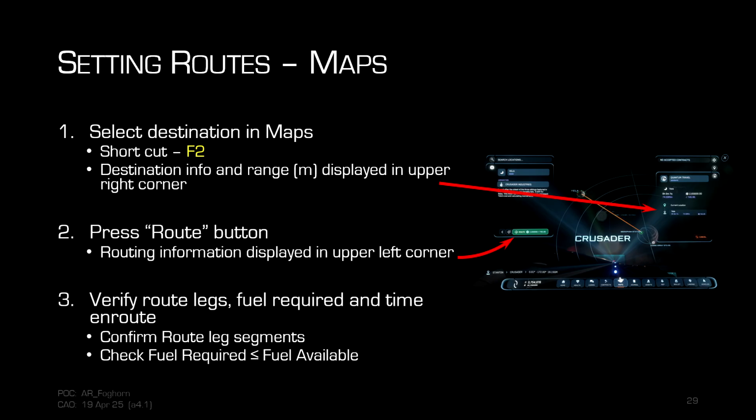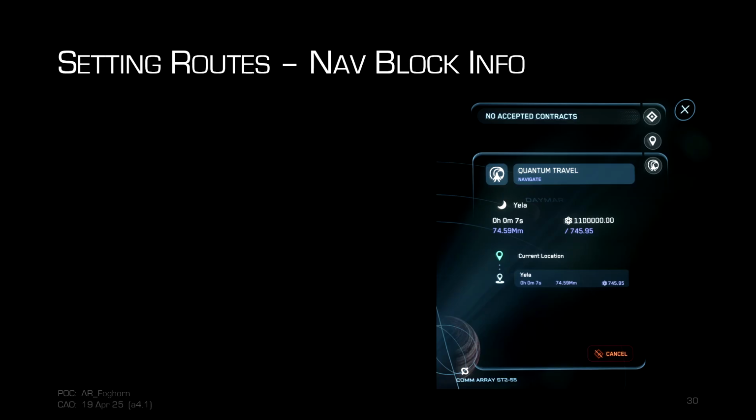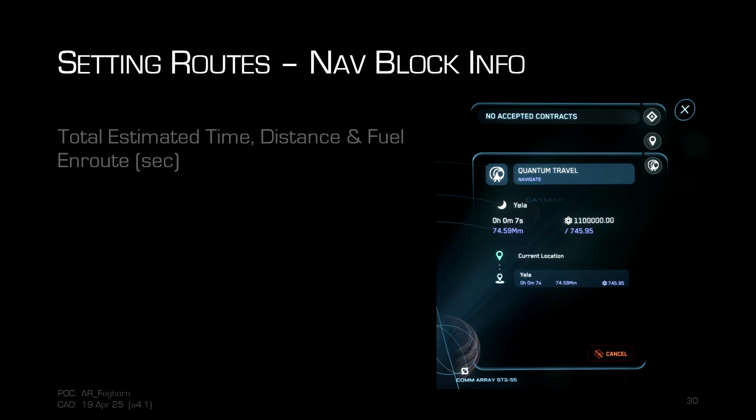So verify your route legs, fuel required, and time en route in the information on the right. If that all looks good, then you can hit F2 to come out of the mobiGlas. Anything that you set in your mobiGlas while you're sitting in your jet, in your seat, will automatically be in the jet's nav system as well. And then you can just simply spool up, align, and go.